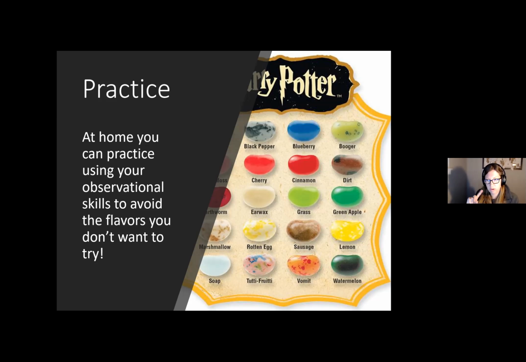I would not use Bamboozles because those look exactly the same, but Birdie Bots, and you can practice your observational skills to avoid the bad flavors. So only eating the good ones. I will post a key. I have a key of characteristics to help you compare the beans, and I will post that in the chat at the end of this today if you want to try those. But I do want to get into how you use a key.